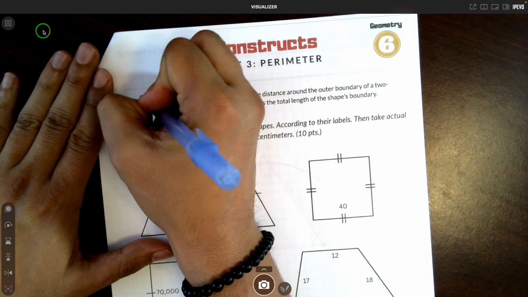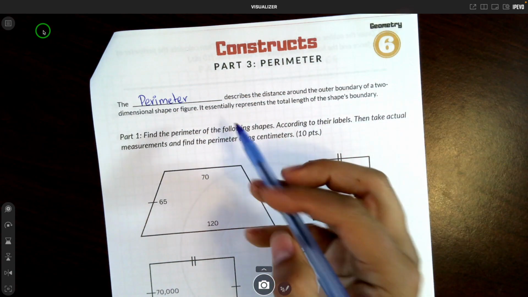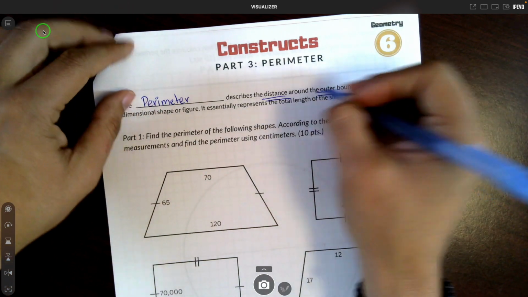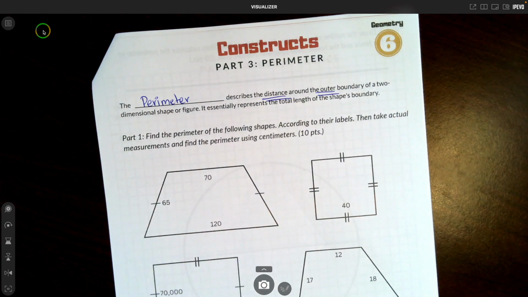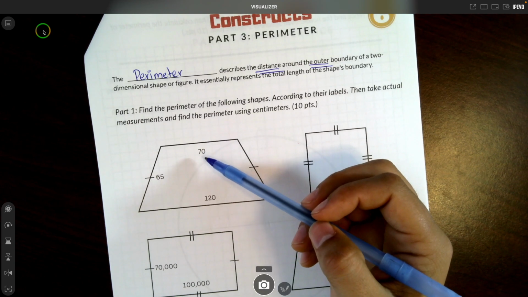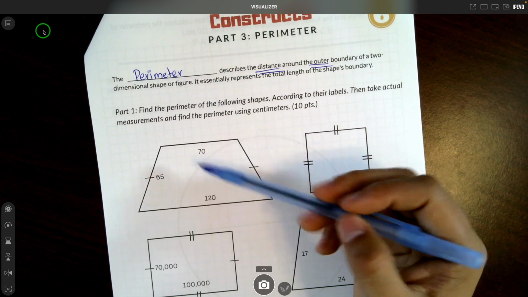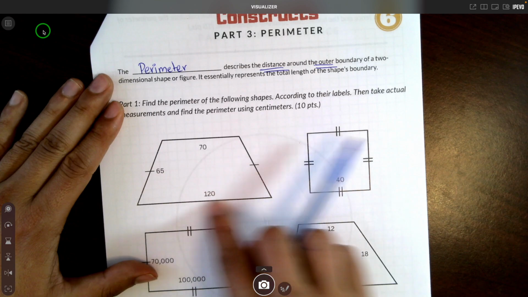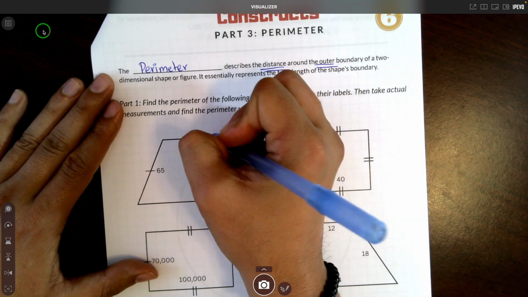So let's write perimeter. So the perimeter describes the distance around an object, so like on the outside. And so I love finding perimeter because this is how you calculate how much fencing you need for like a house, wallpaper, lots of stuff having to do with homes, and I love homes. So anyways, let's just say we had this trapezoid. This is trapezoid. Notice that this is parallel to that.